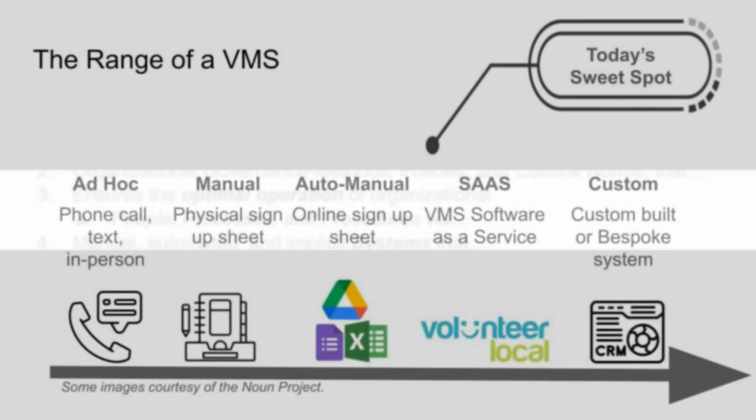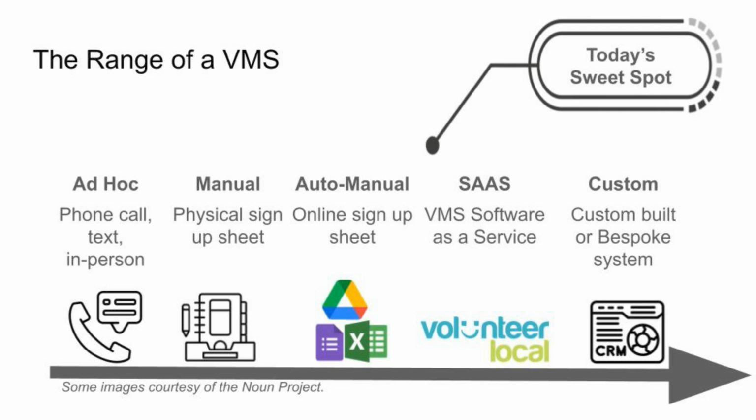best. Using this definition, possible solutions fall along a continuum. At one extreme of the VMS continuum is a notepad, phone calls, or text messages. For a micro nonprofit, this might be the optimal solution.